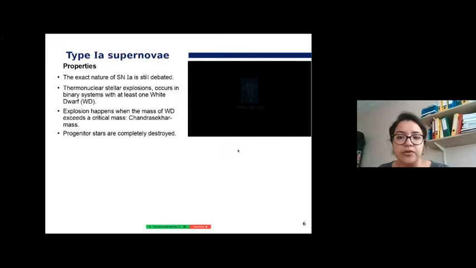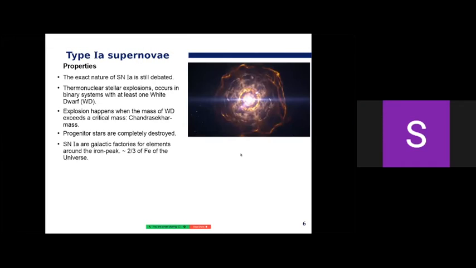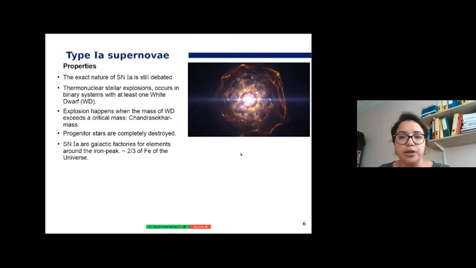At this point, a thermonuclear runaway happens and initiates various nuclear reactions. All the stellar matter is consumed, and there is no remnant after the explosion. So the nucleosynthesis during the type 1a supernova produced many elements around the iron peak, and it has been estimated that about 2/3 of the iron of the universe has been produced in these sites.